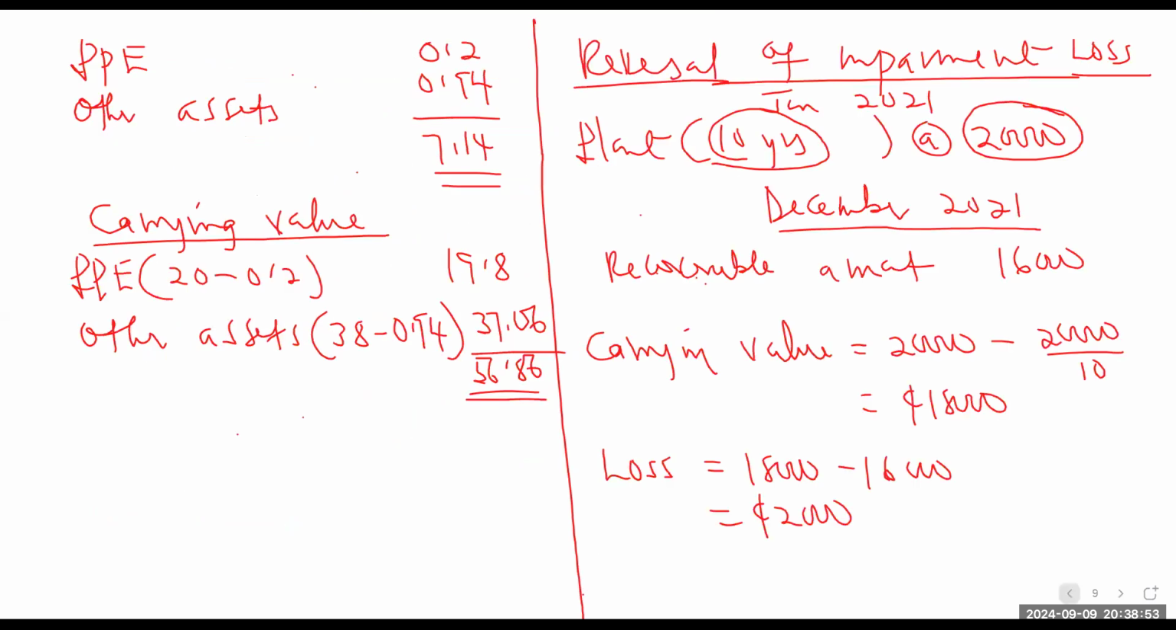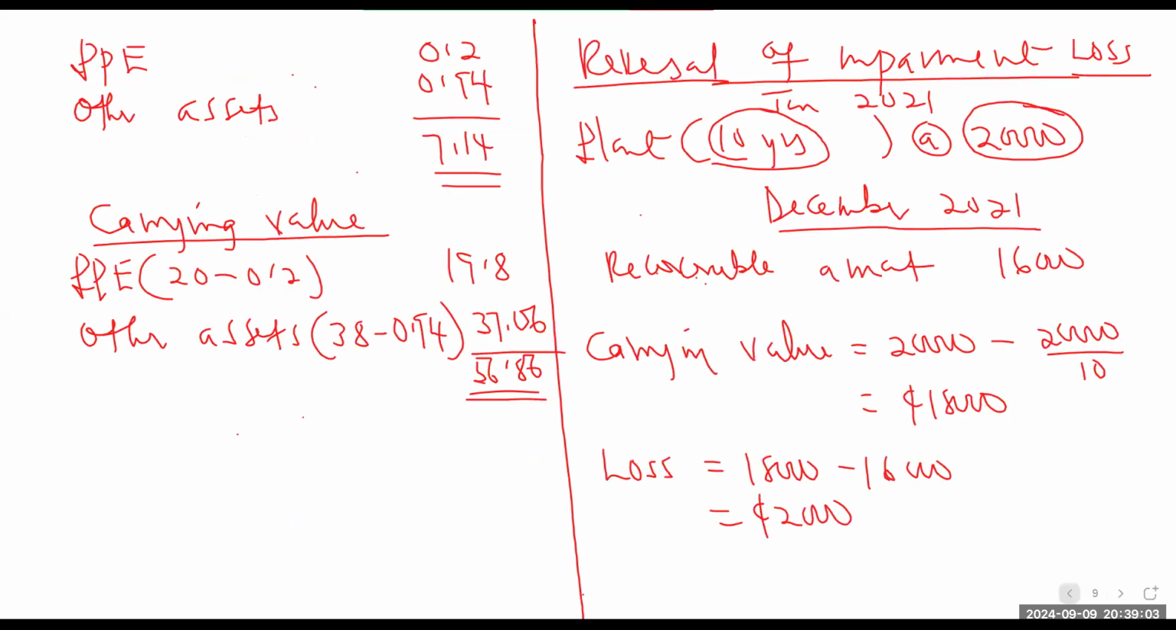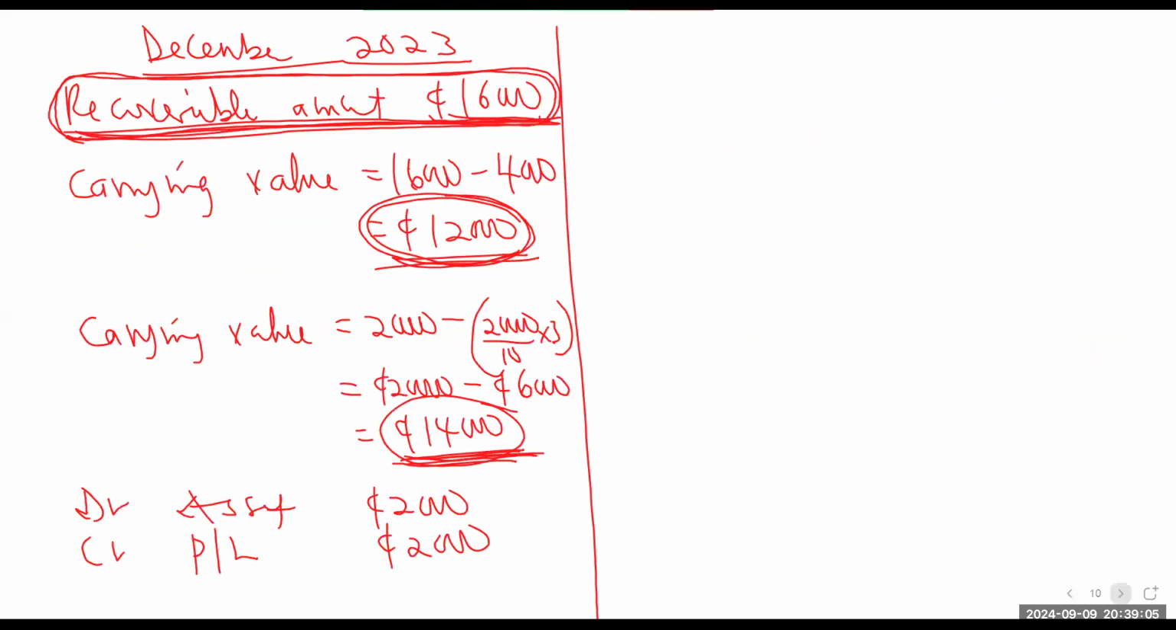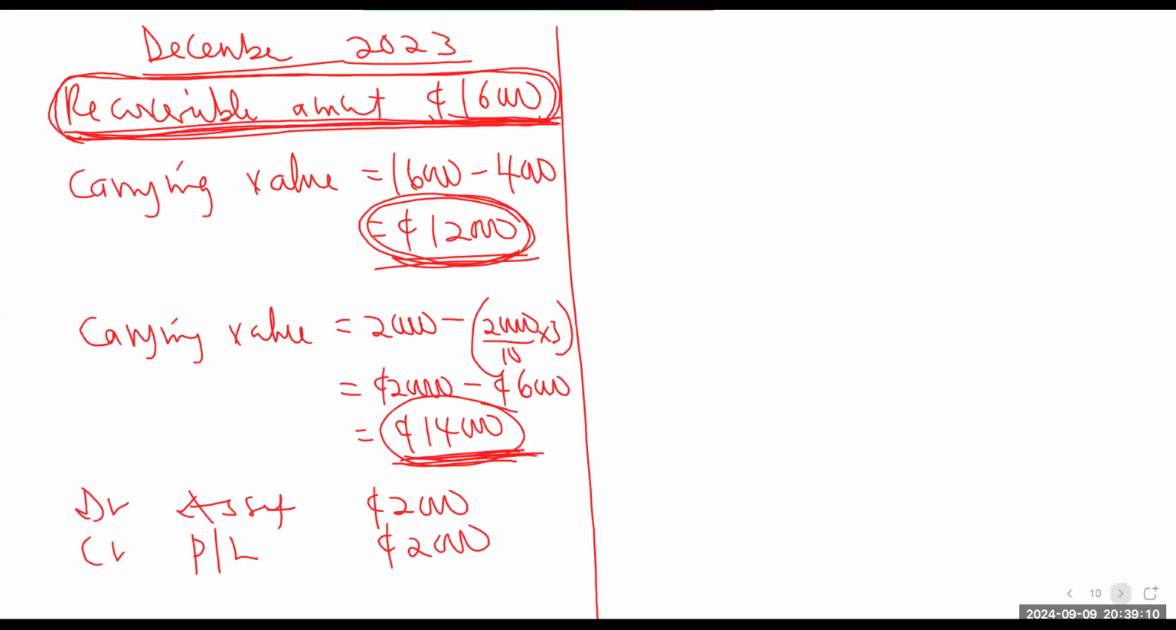We are reversing all the 2,000 because there's a change in the useful life. Sometimes you reverse lower than the amount that has been recognized as impairment. We are reversing all the 2,000 because of the change in the useful life. So let me take the reversal again. I will solve a question on it, but let me take it again.